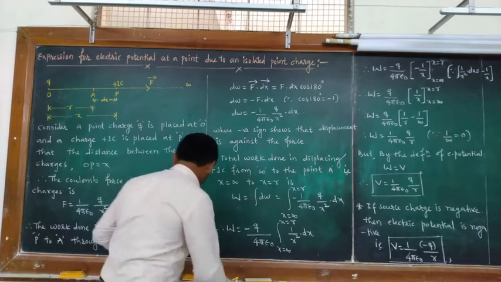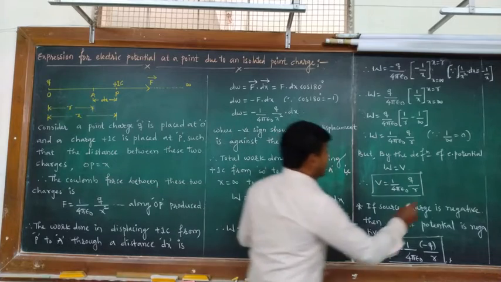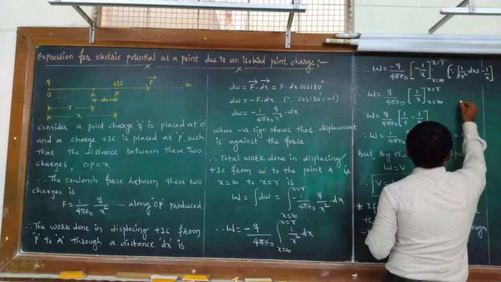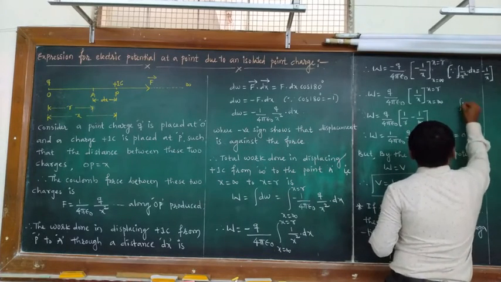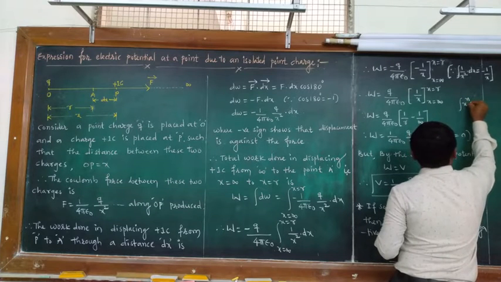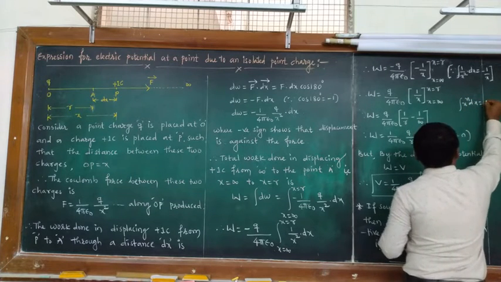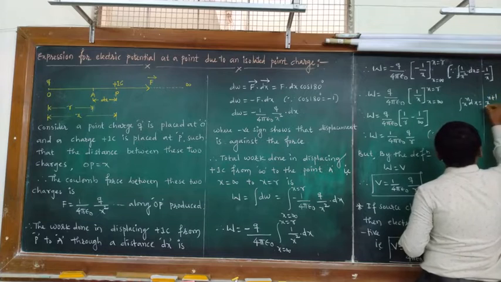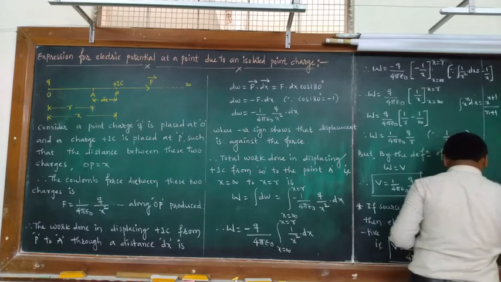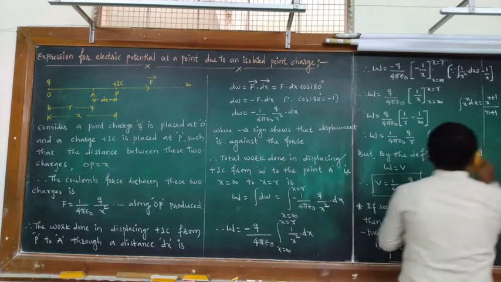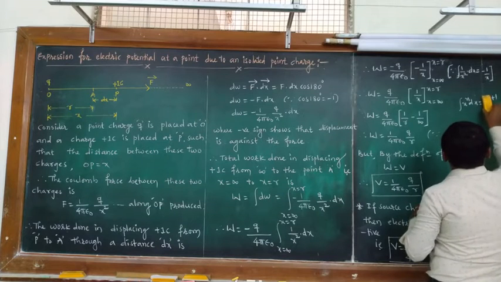It is minus of 1 by x. As we know, by the help of this equation, the integration of x to the power of n multiplied by dx is equal to x to the power of n plus 1 divided by n plus 1.